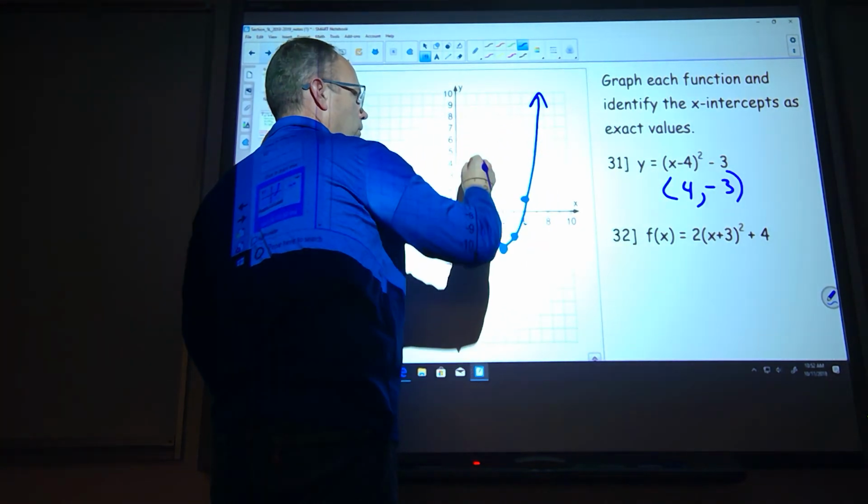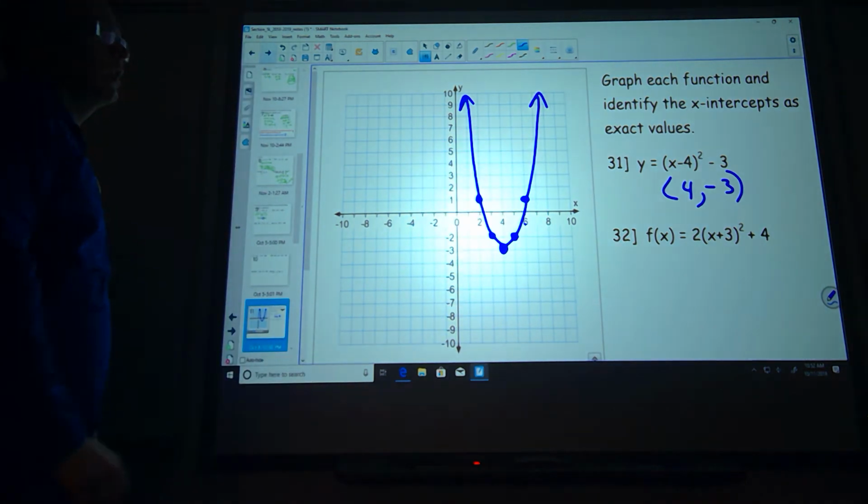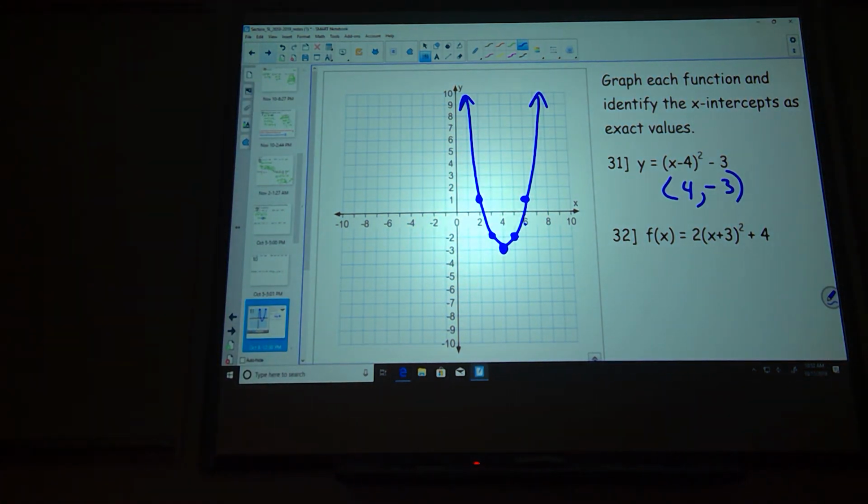What don't you understand? I don't know how to graph this. Okay. That's the same thing as last unit. Yeah, I know, but it doesn't make sense to me.